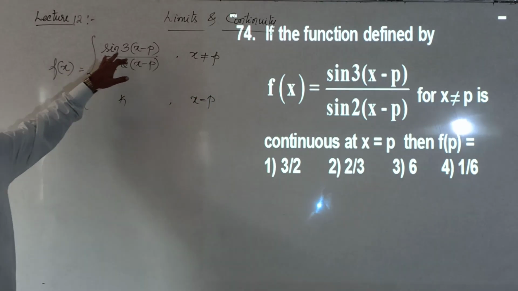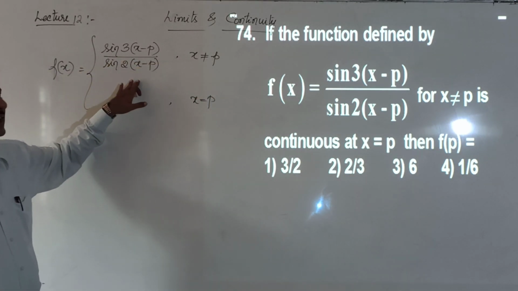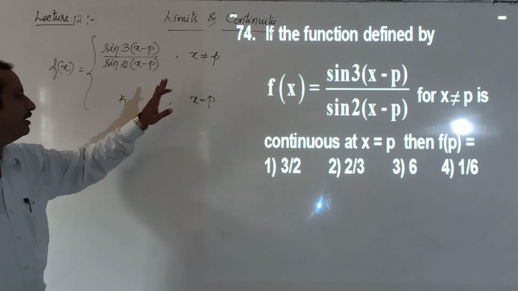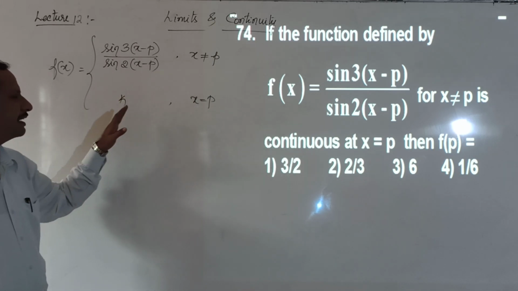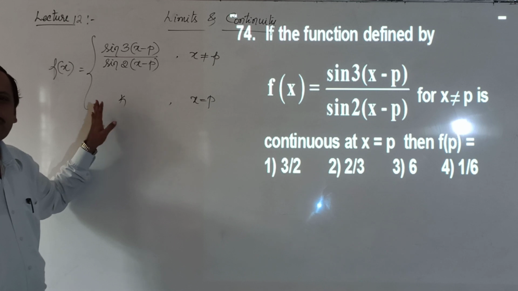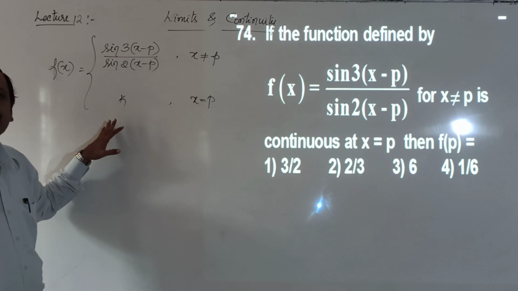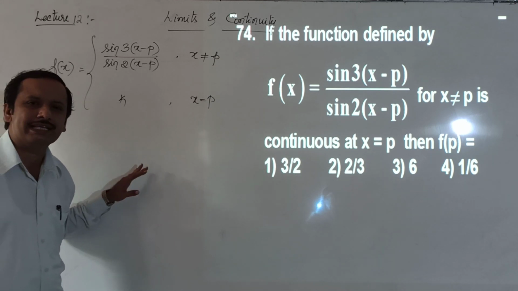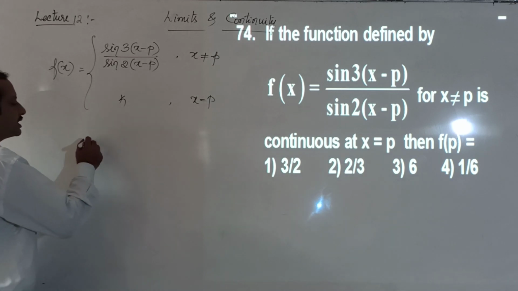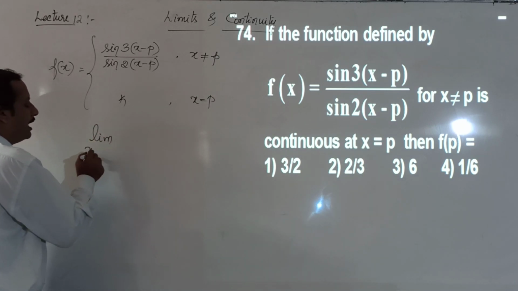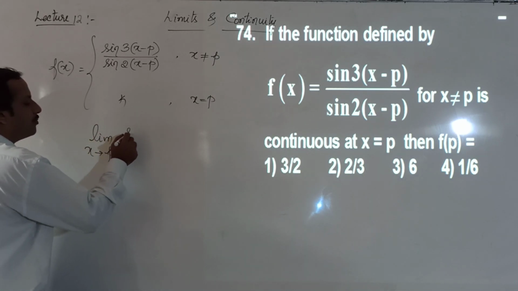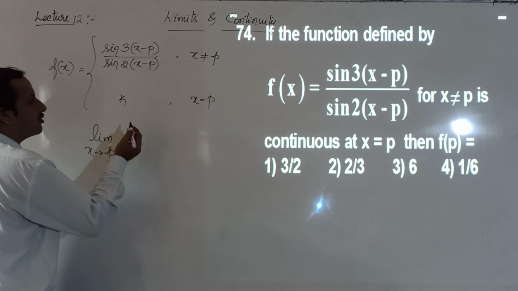f of x is sine of 3 into x minus p by sine 2 into x minus p for x not equal to p, and for x equal to p I have taken it as k. Now that k only we have to find out. It is given that the function is continuous at x equal to p. Since the function is continuous at x equal to p, I can write limit x tends to p, f of x is equal to f of p.